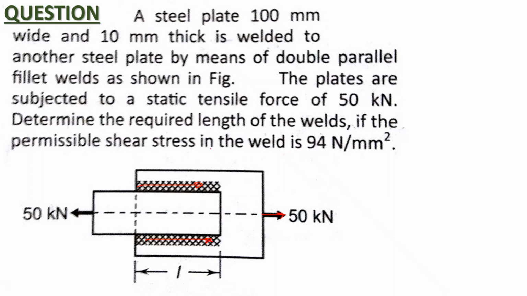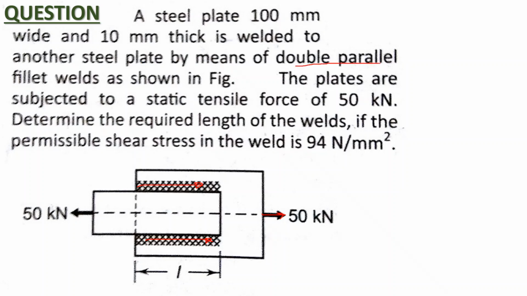Now this question says that a steel plate 100 mm wide and 10 mm thick. So this plate is 100 mm wide and 10 mm thick. The 10 mm is the thickness of the plate, which will be taken equal to the leg of the weld, because as a rule we always take the leg of the weld equal to the thickness of the plate.